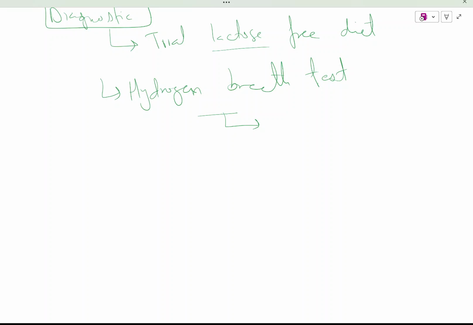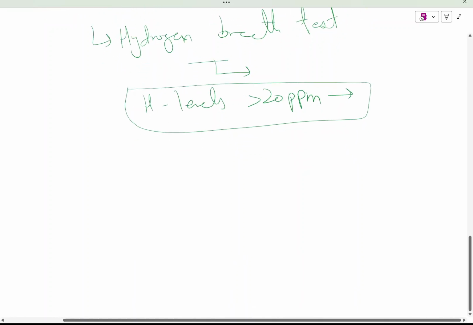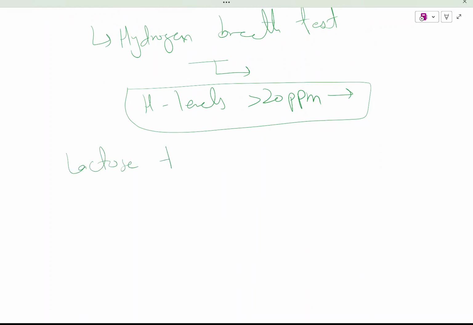hours. So next thing, if there are hydrogen levels more than 20 ppm, this is the diagnostic point of the hydrogen breath test for lactose intolerance. Next thing is the lactose tolerance test. What we are discussing is intolerance. We'll see about the lactose tolerance test.